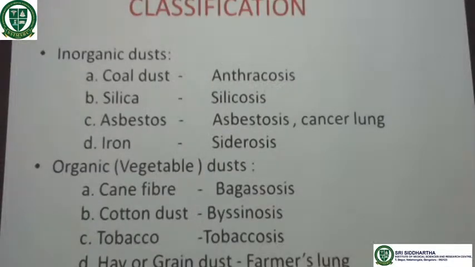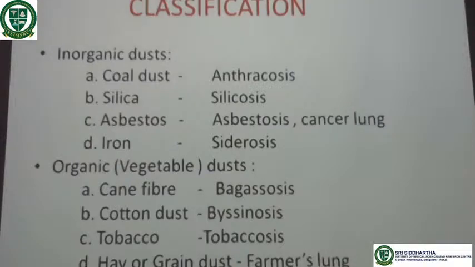So, under pneumoconiosis, we have a classification, that is inorganic dust and organic dust. Under these, we have coal dust, silica, asbestos, and iron. Coal dust leads to anthracosis, silica leads to silicosis, asbestos leads to asbestosis, even lung cancer, and iron leads to siderosis.